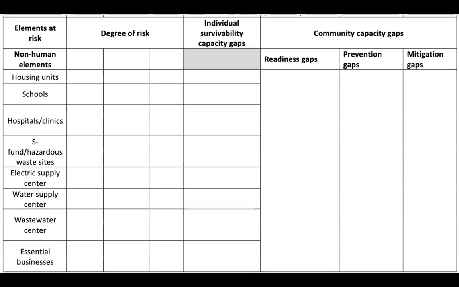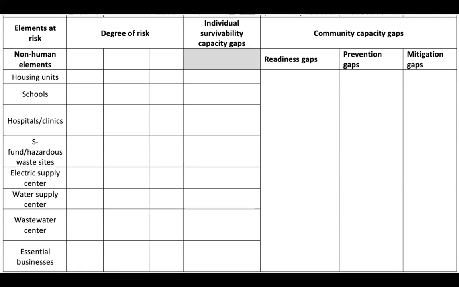So next, we will repeat those steps for our non-human elements. The non-human elements at risk that we've previously identified in our vulnerability assessment were housing units, schools, hospitals/clinics, Superfund and hazardous waste sites, electric supply centers, water supply centers, wastewater centers, and essential businesses such as grocery stores, convenience stores, gas stations, pharmacies, and hardware stores.